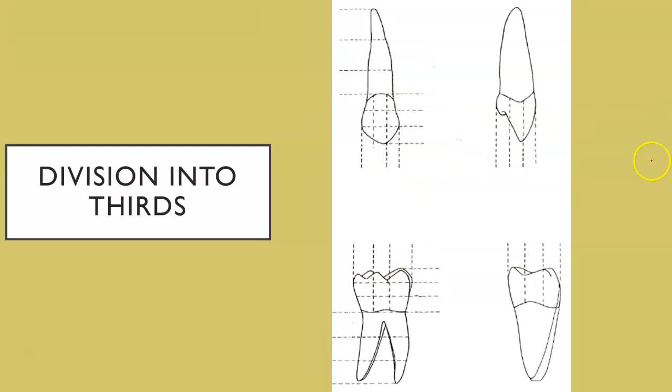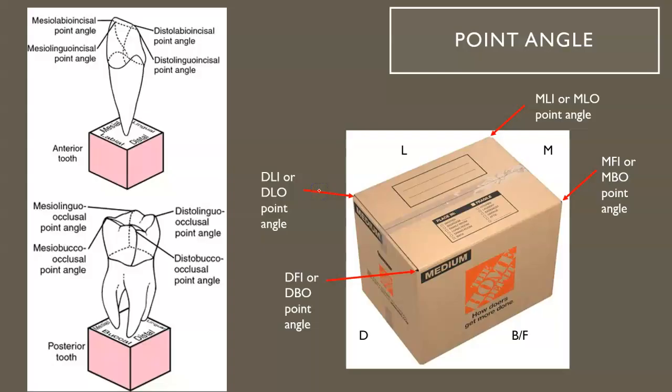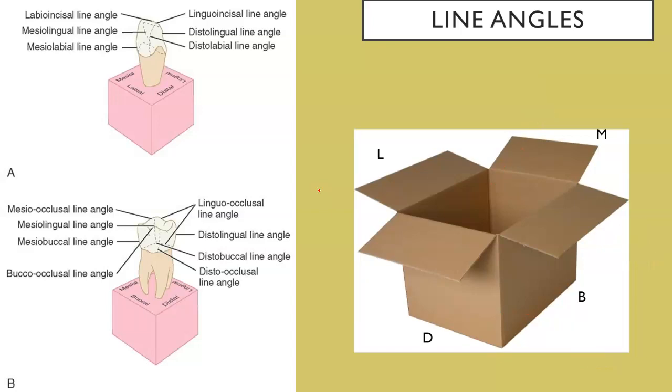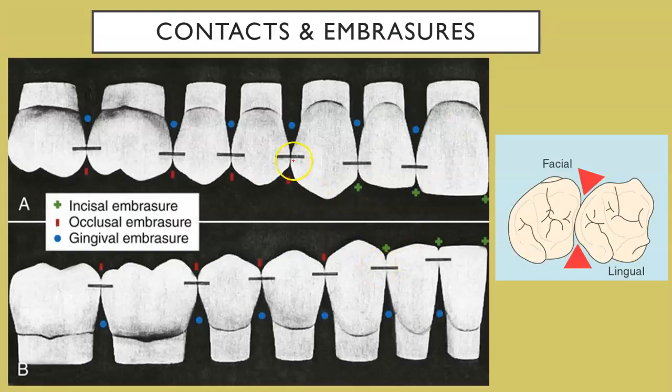So let me see if it'll let me go back here. So here, when we were talking about the height of contour and the contacts with the teeth, we can now say that the contact point for this central and this lateral is more towards the incisal third. Here, it's more towards the middle third. This one between these two is going to be different because this is a posterior tooth, this is an anterior tooth.